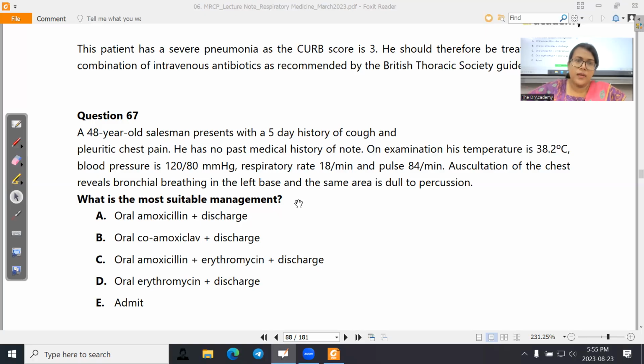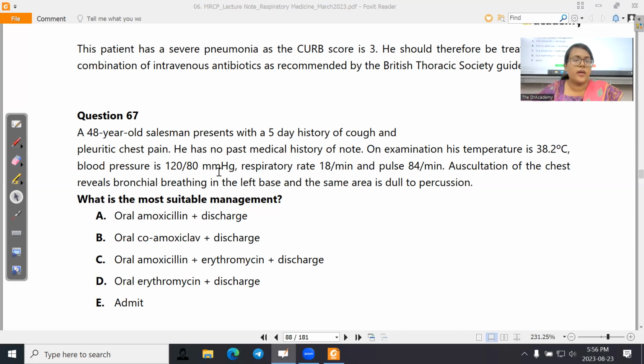Hello. Yes, so what's your correct option? I think it's D. D, okay, oral erythromycin plus discharge. Yes. Okay, so why are you thinking that this is a case for oral erythromycin? Is there any mention of penicillin allergy here? No, I think it's atypical, but I'm not sure. Okay, that's why I chose erythromycin.